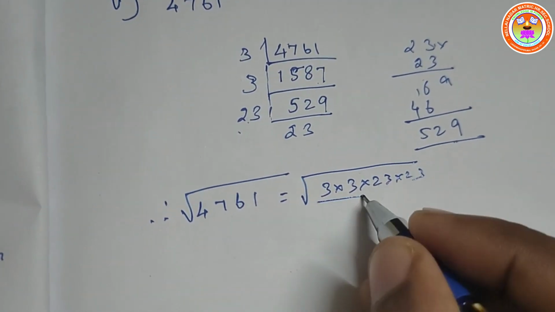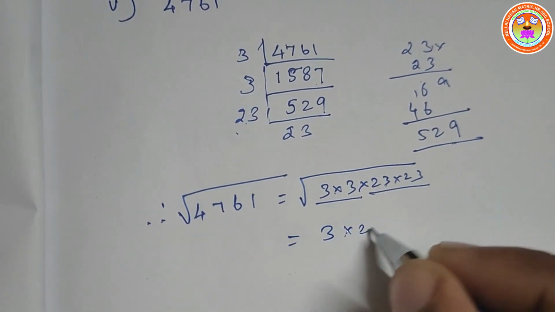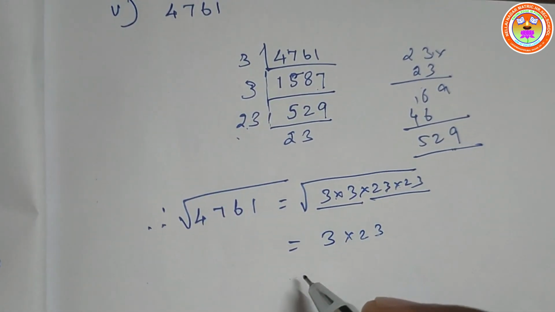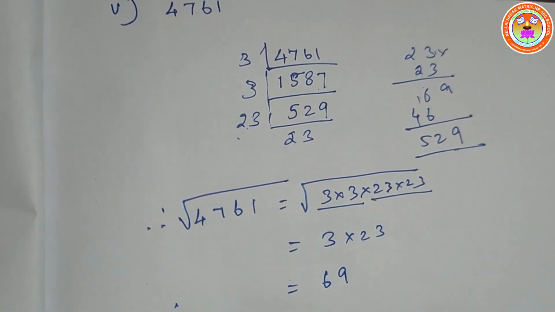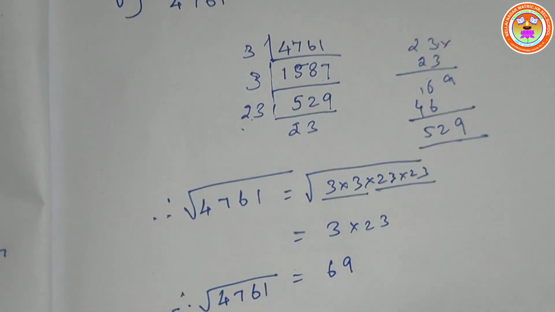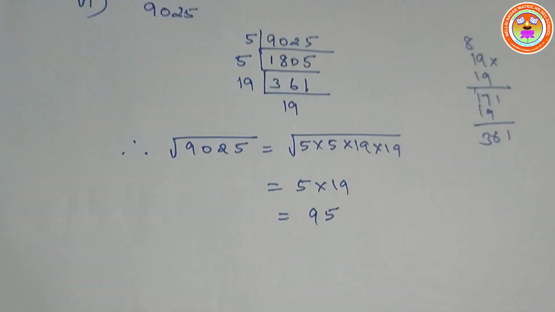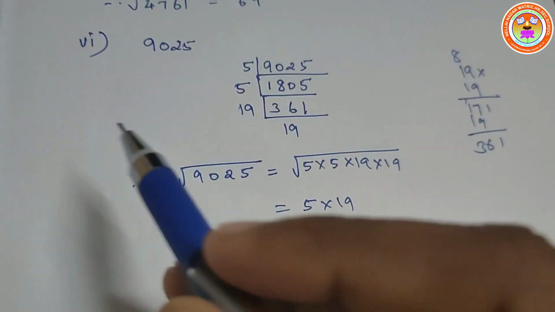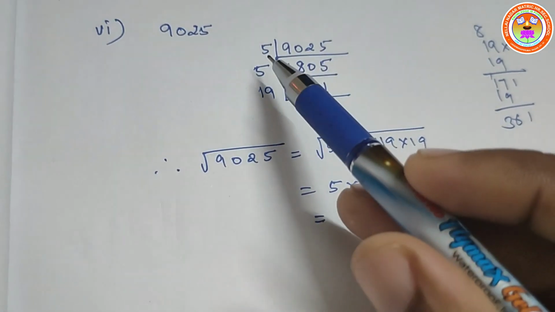For 2 3s we will take one 3 outside. For 2 23s we will take 23 outside. If you multiply these 2, you will get 69. So therefore square root of 4761 is 69. Clear, children? The next subdivision is 9025. 9025 we can do in the 5 tables.